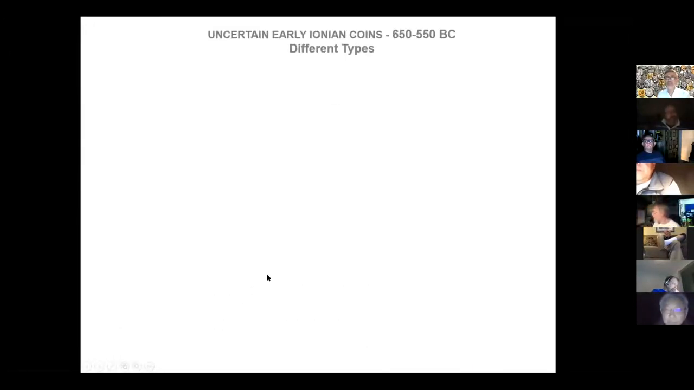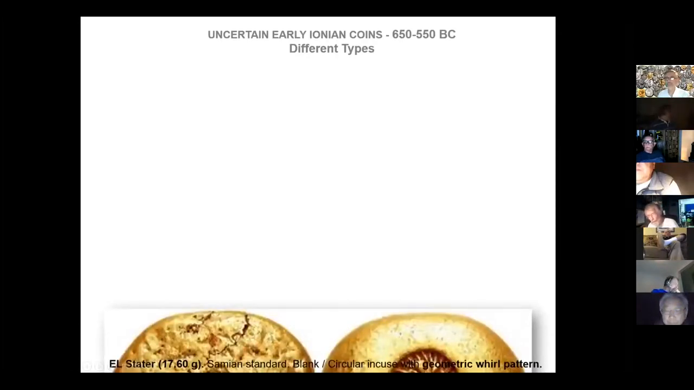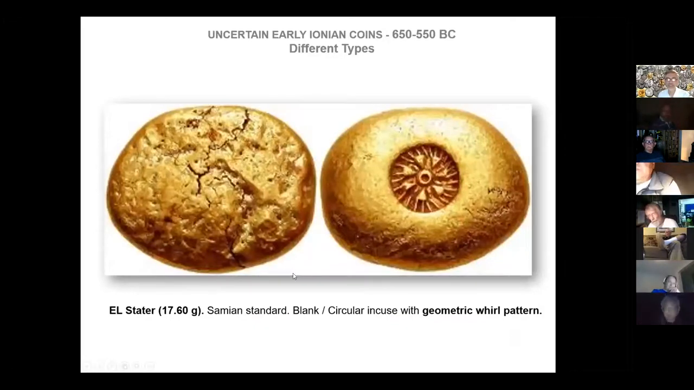There are many uncertain early Ionian coins that come in many different types. Here is an enigmatic one. So this one was, again, cast into a clay mold. So this is the lower part. This is the upper part of the cast. And apparently there is a geometric whorl pattern struck on this part. And apparently this was struck when the coin was really hot. Hence we see the cracks around here.